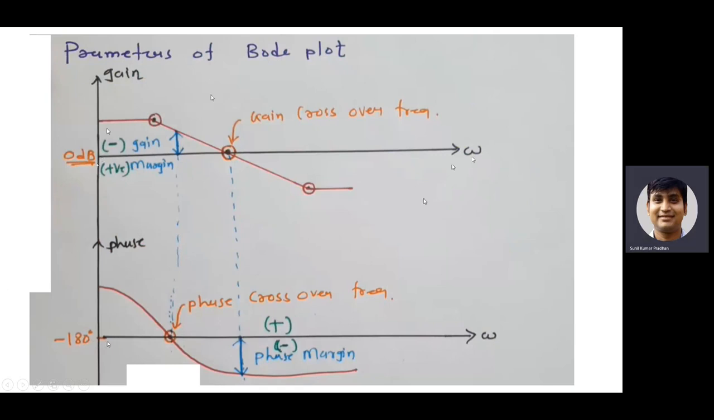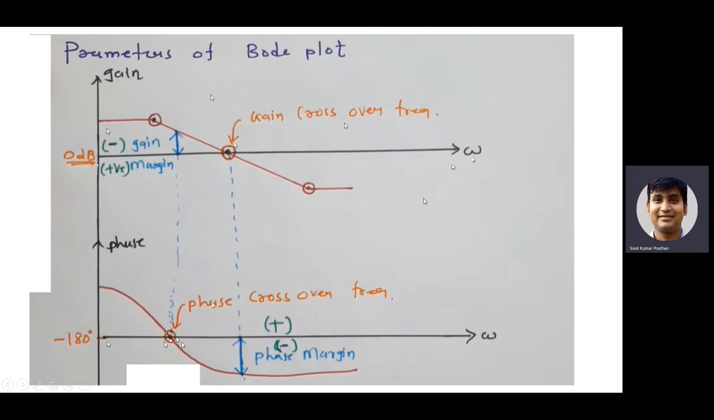If you can see here, the gain curve touches somewhere at the 0 decibel line. Now the point where your gain curve touches this 0 decibel line is called the gain crossover frequency. Now the point where the phase curve crosses the minus 180 degree line is called the phase crossover frequency.